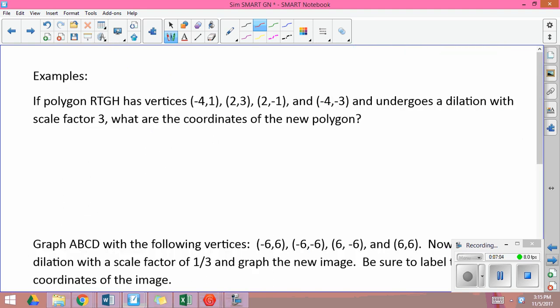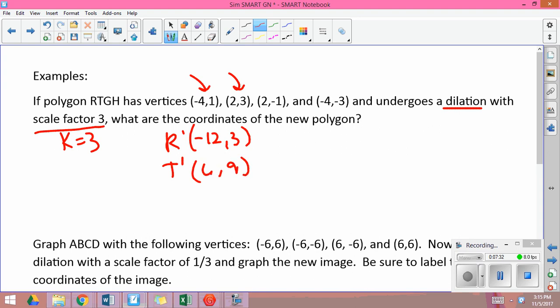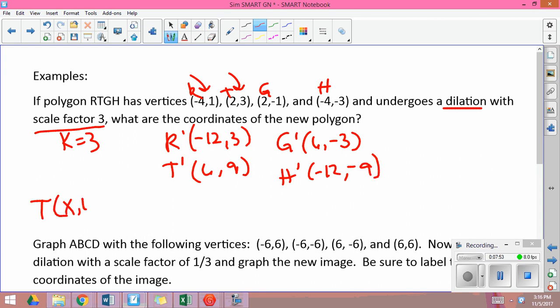So if you see an example like this, if polygon RTGH has those vertices and undergoes a dilation, the transformation, with a scale factor of 3, so k is 3, what are the new coordinates? Well, we are going to take 3 times every coordinate in here. So R prime is going to be -12, 3. T prime is going to be 6, 9. If this is R, this is T, this is G, and this is H. G prime, 2 times 3, -1 times 3. I'm going to get 6, -3. And H prime is -12, -9. So all I did to each of the coordinates was apply the rule of 3x, 3y, because k was 3.